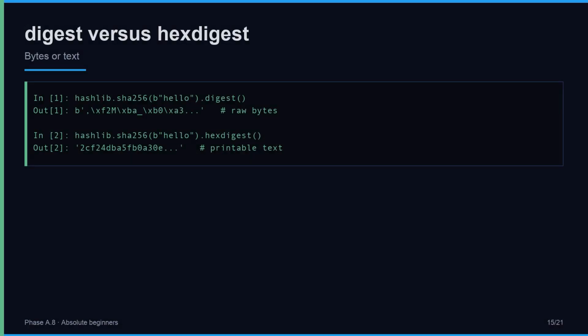Two methods give you the hash back. Digest returns the raw bytes. Hexdigest returns the same bytes as a printable hexadecimal string. Most of the time you want hexdigest because you can print it, store it as text, and compare it with another hash stored the same way. Use digest only when you specifically need raw bytes, for example when feeding a hash into another cryptographic function. Hex is printable, bytes are raw.